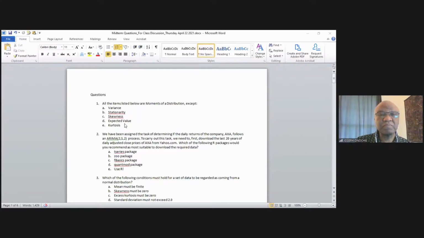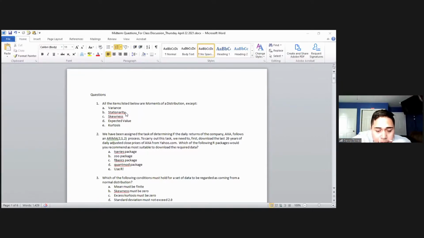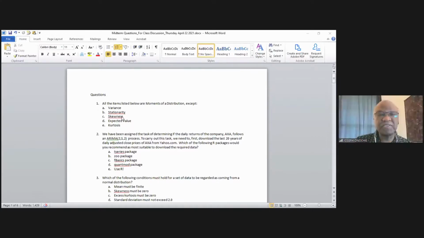Expected value. It's B. Yes, the expected value is the mean, remember? So this is the first moment. Expected value is the first moment. Variance is the second moment. Skewness is the third moment, and kurtosis is the fourth moment. So stationarity is not a moment. Okay, so this is the answer B.